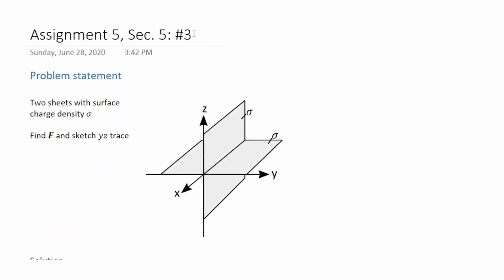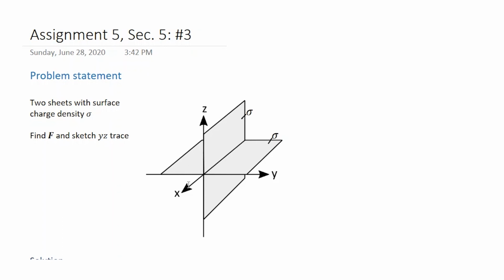Now let's do problem 3 from section 5 of assignment 5. In this problem, you're given two sheets. Each of those sheets has surface charge density sigma, and you're asked to find the field everywhere. Now, I want you to realize that this problem is no longer symmetric because the charge density is not a function of just y. Basically, if you change z coordinate, the picture changes. So we don't have the same kind of symmetry we had before.